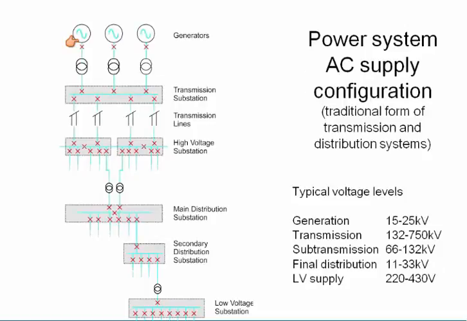Another configuration, this is showing you the schematic. Generators step up the power through transformers, transmission lines, high voltage zone substation, 66 kV step down, medium voltage lines, transformers from medium voltage to low voltage, exactly the same. Different voltage levels are listed here: low voltage supply, distribution voltages, sub-transmission, transmission, and generation.